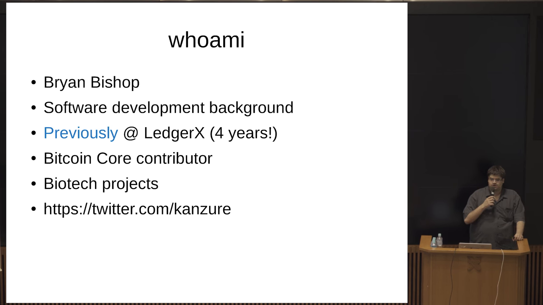I want to define what a reorganization is and what a fork is. You might have heard that the Bitcoin blockchain is a permanent data structure that records everything for all time, and that's actually somewhat false. Instead, the Bitcoin blockchain can be modified and changed, and some of these changes are called reorgs, and some of these changes are called forks.